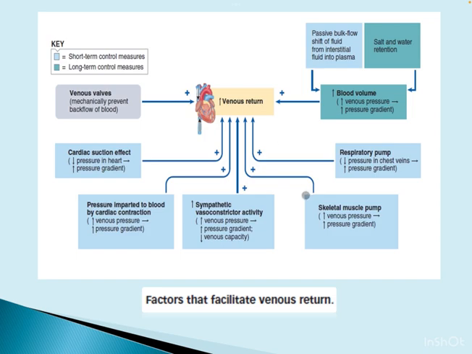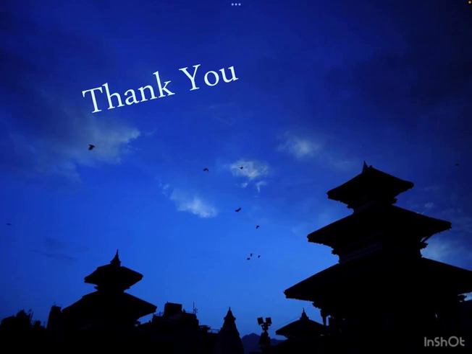So with this we come to an end. We have talked about the preload, one of the determinant factors for the stroke volume. The other two are myocardial contractility and afterload. That will be discussed in the next video.